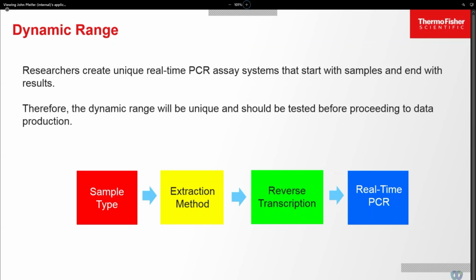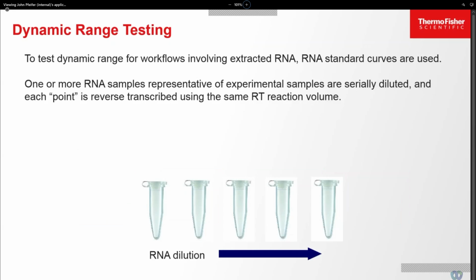So researchers create unique real-time PCR assay systems. So selecting a sample type, selecting an extraction method. If the target is RNA, reverse transcription chemistry must be selected, the volume of the chemistry, how much RNA goes into that chemistry, and on it goes. So there's lots of decisions being made. This creates a unique system and will have a unique dynamic range. Therefore, the dynamic range should be tested prior to proceeding to data production. So for dynamic range testing, if the target is RNA, the test would involve serially diluting a representative RNA sample, creating an RNA standard curve.